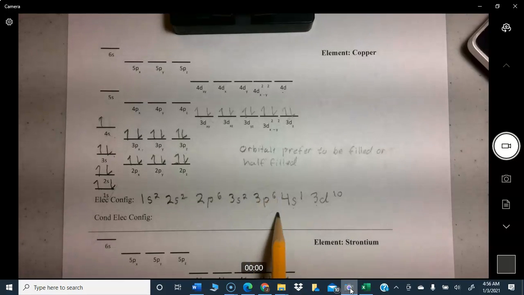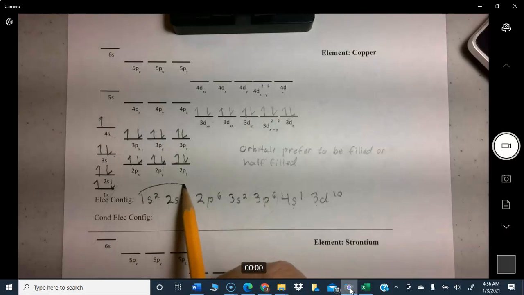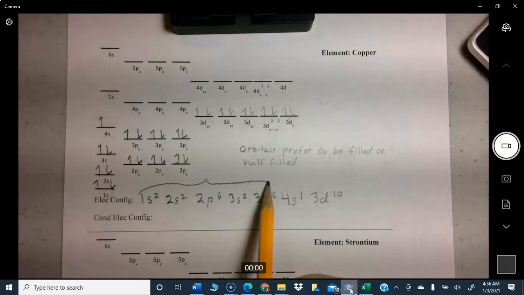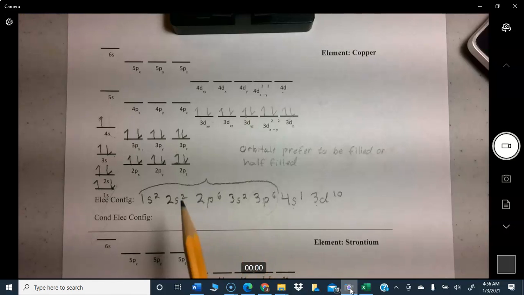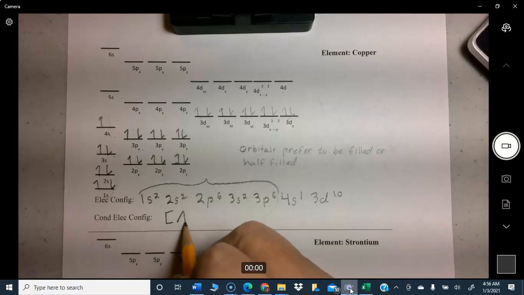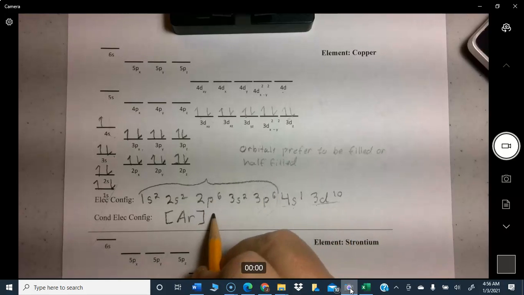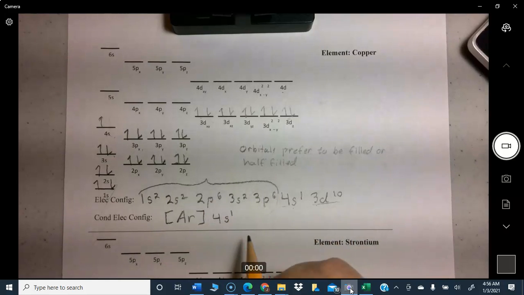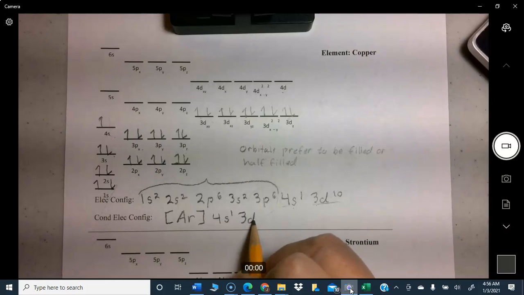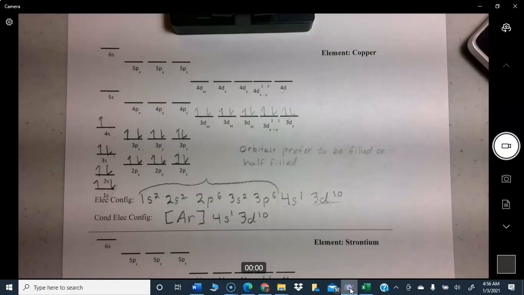Okay, where is our biggest filled p orbital? It's right here. So that's going to be a noble gas. I'm going to just put a big brace across that. What noble gas is that? The noble gas at the end of the 3rd row, just look on your periodic table, is argon. So we're going to take all this and simply represent it as argon, and then take the rest of it and put it out here. Okay, and that's everything. All right, go ahead and do strontium. See if you can do that on your own.